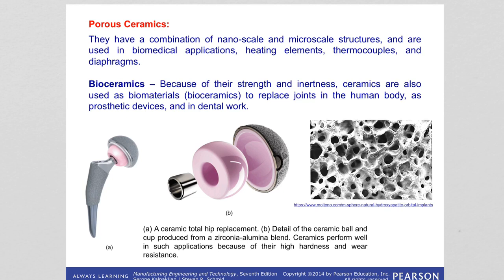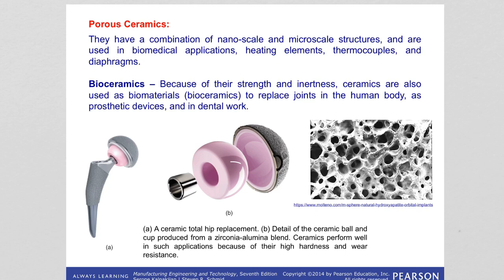The next is porous ceramics. That means there are pores in the structure, right? And these pores can be nanoscale or microscale. These materials are generally used in biomedical applications, heating elements, thermocouples, diaphragms. And what are bioceramics? This is a type of biomaterial. A biomaterial has strength and inertness, and can be used to replace joints in the human body and in dental work. Basically, they don't react with human tissue. Therefore, they are used in the human body.